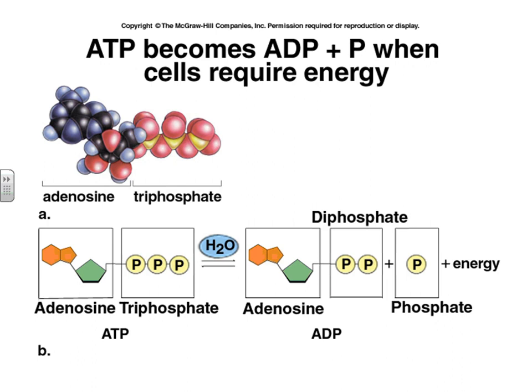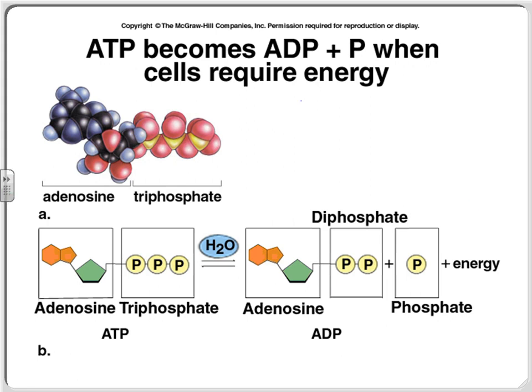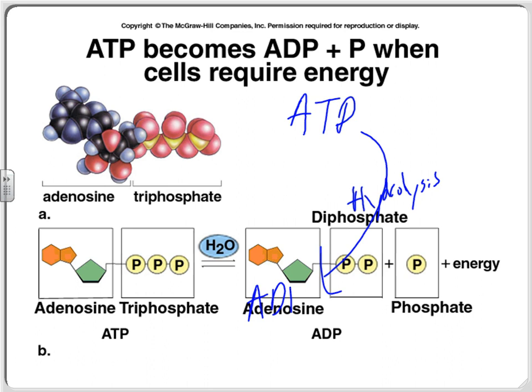I thought I had another picture up there. Typically the way it works, we get hydrolysis of ATP. That hydrolysis is going to break ATP down into what we call ADP and P. That's when we're using the ATP. That's when ATP is providing energy to make something happen.